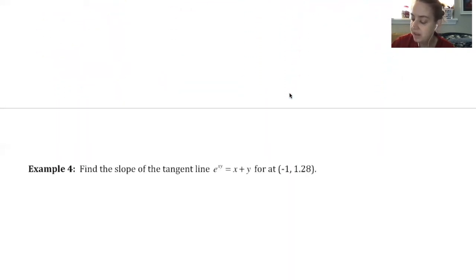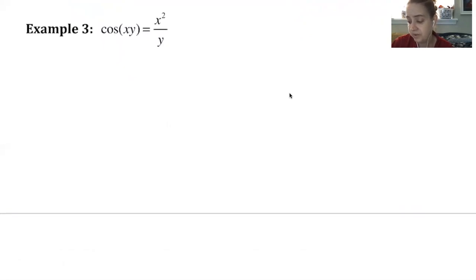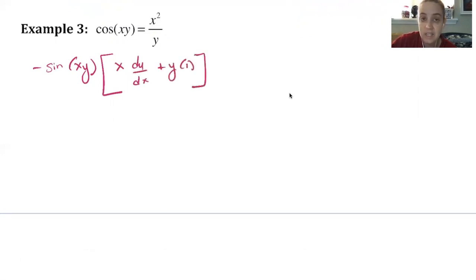Example 3, this one's a fun one. There's a lot going on here. We have a trig function, we have a product rule, we have a quotient rule. So there's a whole bunch. So start with cosine. The derivative of cosine is negative sine of xy. This is a chain rule. So now we have to multiply by the derivative of the inside. The derivative of xy is the first times the derivative of the second plus the second times the derivative of the first. Yikes. And then on the second piece, we have a quotient rule.